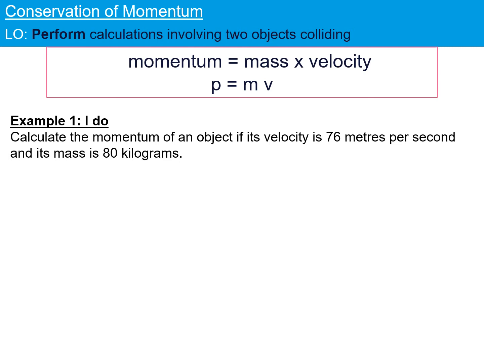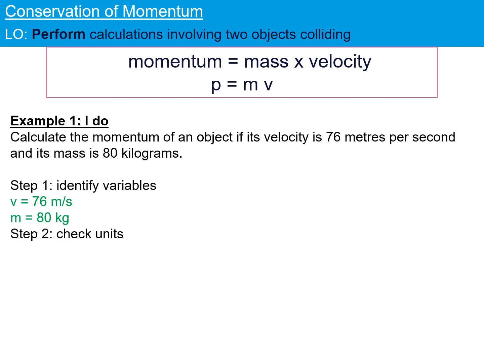So let's now have a look at an example together. Calculate the momentum of an object if its velocity is 76 meters per second and its mass is 80 kilograms. So we first need to identify the variables in the question. The velocity, which is symbol v, is 76 meters per second, and the mass, which we're writing as a symbol m, is 80 kilograms.